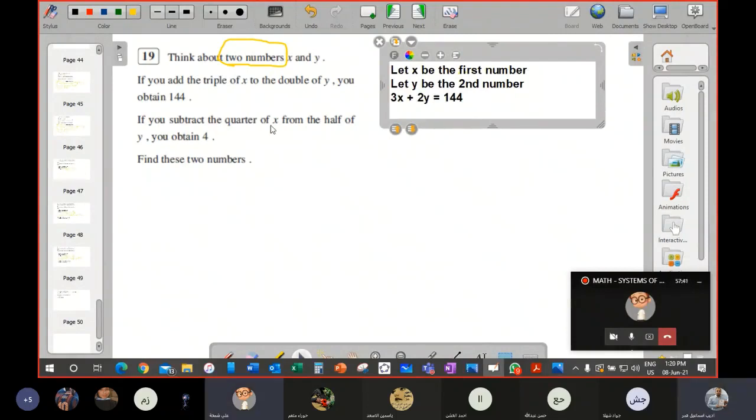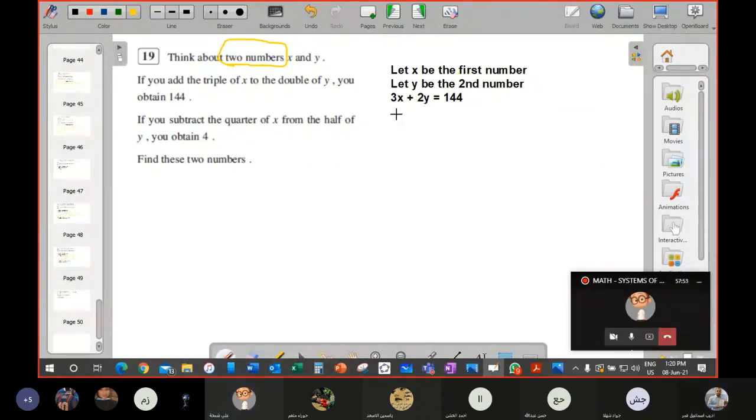Now, subtract the quarter of x. What's the meaning of quarter of x? Quarter is 1/4, so 1/4 x, which means x over 4. We subtract it from what? From half of y, which is y over 2.